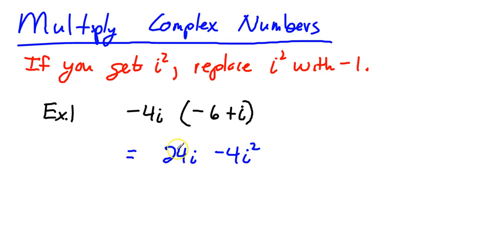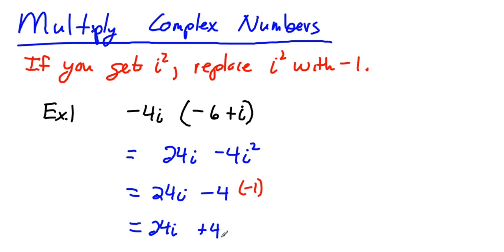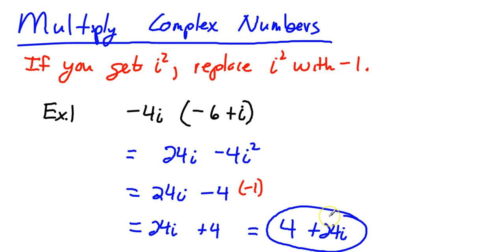Okay, 24i is good, but with the i squared for this one, you do have to take out the i squared and replace it with negative 1. So when you do negative 4 times negative 1, that makes it a positive 4. Now, that's your answer. It's not in standard form or complex form or wherever they want to say it. So you just have to rearrange the answer, put the 4 first, and then put the 24i second. And that's the answer you're looking for.